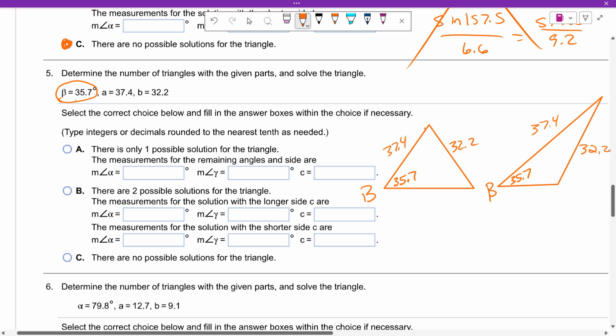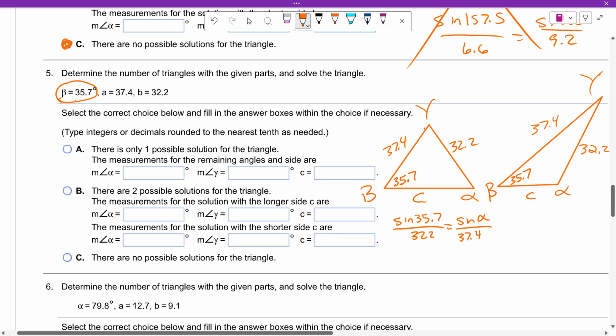All right, so if this is A, alpha must be here. That makes gamma up here. Will gamma always be at the top? Nope, it won't. You don't label your triangles until you get the numbers in. Then you can start labeling. All right, so opposites. The sine of our angle, 35.7, over its opposite side, 32.2, equals the sine of alpha over its opposite side, 37.4.